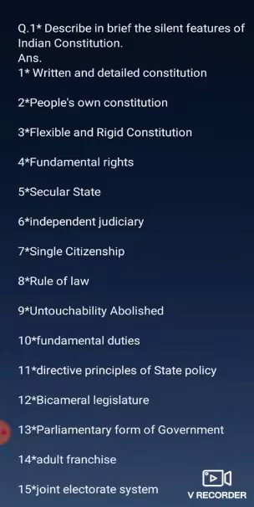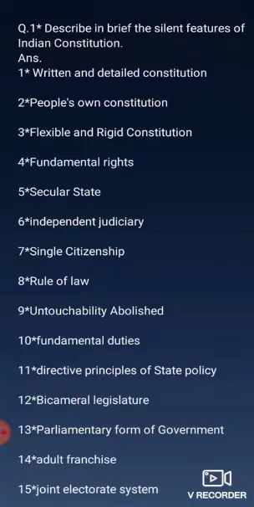The first feature of the Indian Constitution is that it is a written and detailed Constitution. The Indian Constitution is a written constitution. It was framed by the Constituent Assembly, whose elections were held in 1946.